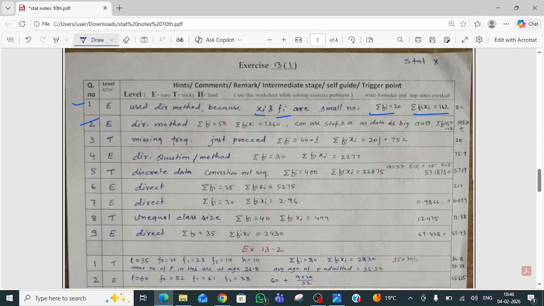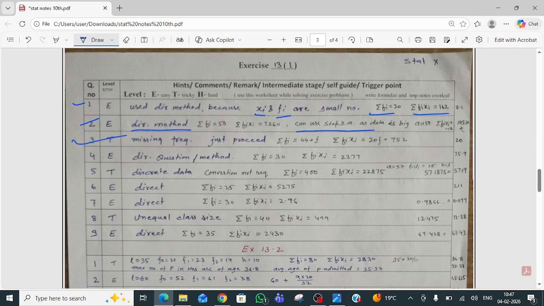They are asking which method did you use. If they ask which method, they mean to ask why did you use this method, so you have to tell. Second, the direct method is used. We can use the step deviation method also, or better, I suggest if you are moving to another method, go for the assumed mean method only. Complexity is less in that.